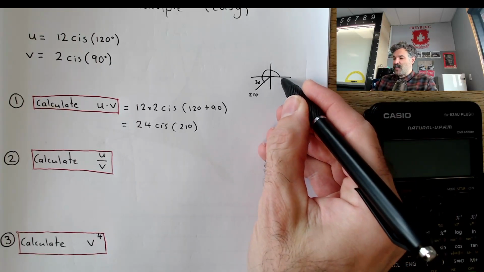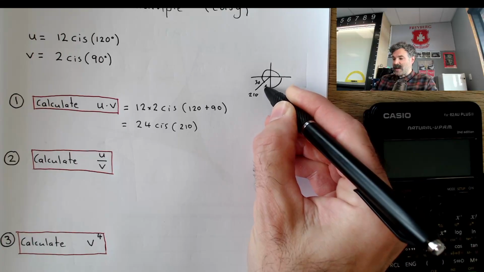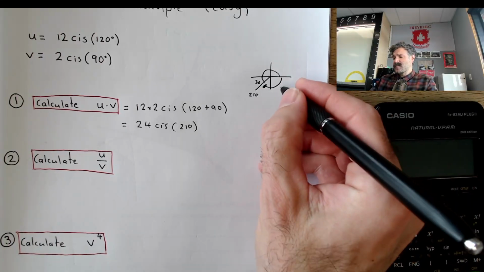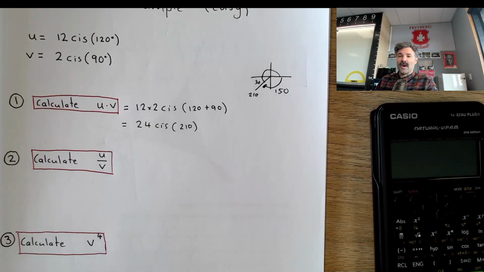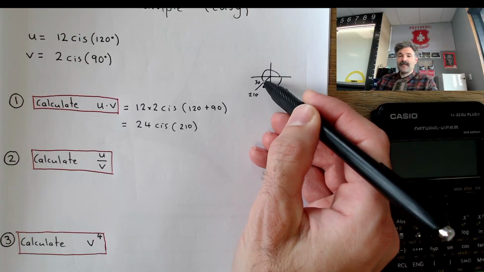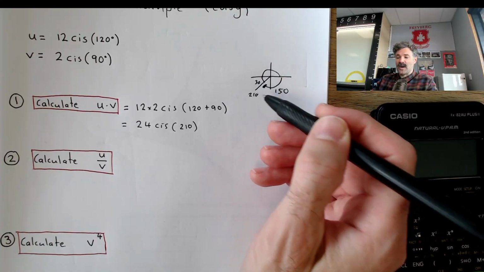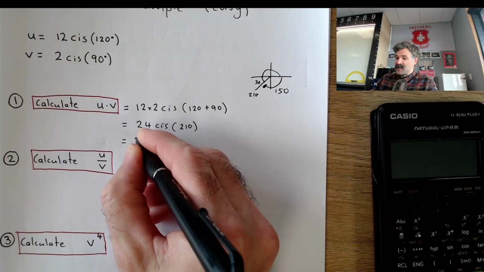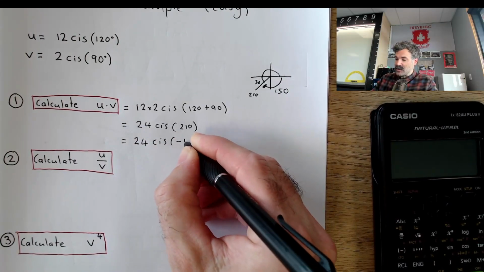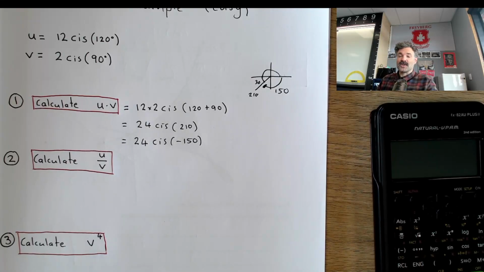Instead, we're just going to go backwards. So remembering that the full length all the way around is 360, the leftover would be 150. So instead of going forwards 210, we would be going backwards 150. So most textbooks would answer this as 24 cis of negative 150.